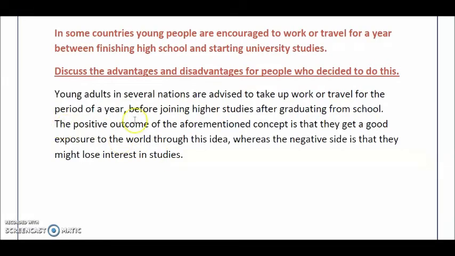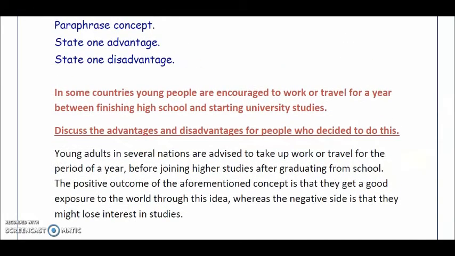Now the second thing that we are supposed to do is state one advantage. The positive outcome of the aforementioned concept is that they get a good exposure to the world through this idea. Instead of using the same word, advantage, we are using a synonym, positive outcome. So this is again vocabulary. Whereas the negative side is that they might lose interest in studies. Instead of only writing disadvantages, we are writing negative side. So we are properly using synonyms.